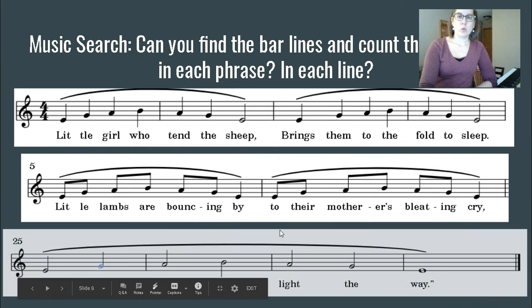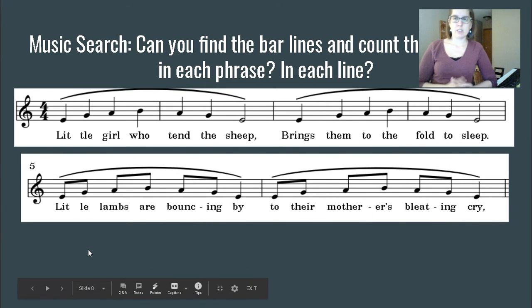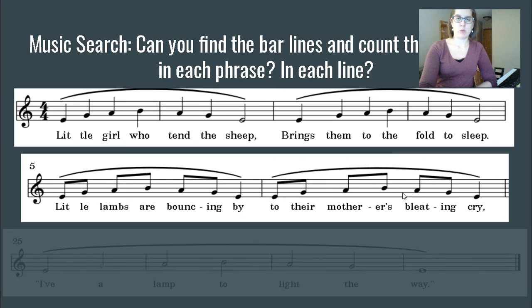Take a look at this whole line. I want you to think to yourself, how many bar lines do I see in this example? See if you can figure it out. And now, how many measures are in this example? You should have said that there were 2 bar lines, one here and one here, which breaks it up into 1 measure, 2 measure. Let's try one more.